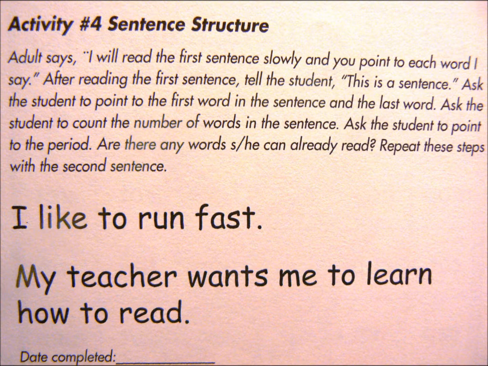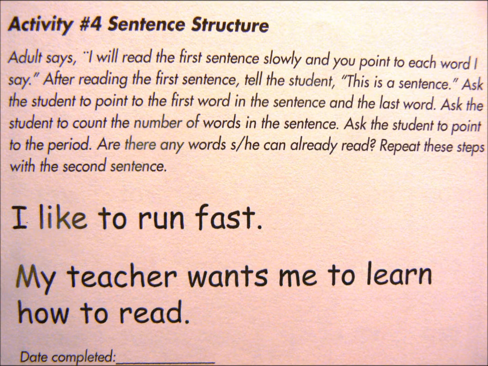Ask the student to point to the first word in the sentence, and then to point to the last word in the sentence. Count the number of words in between the first and the last word. Count how many words are in that sentence. Then ask the student to point to the period and explain that that's where a sentence ends. And then ask, are there any words that he can already read? If he does, that's great. And then you can repeat these steps with the longer second sentence.